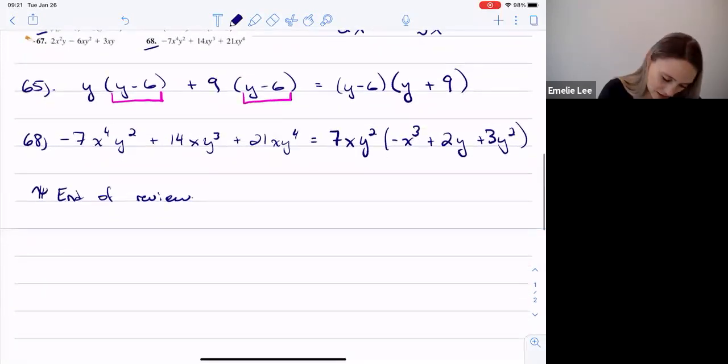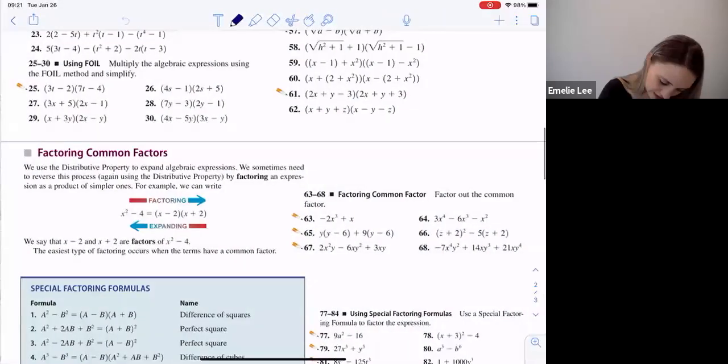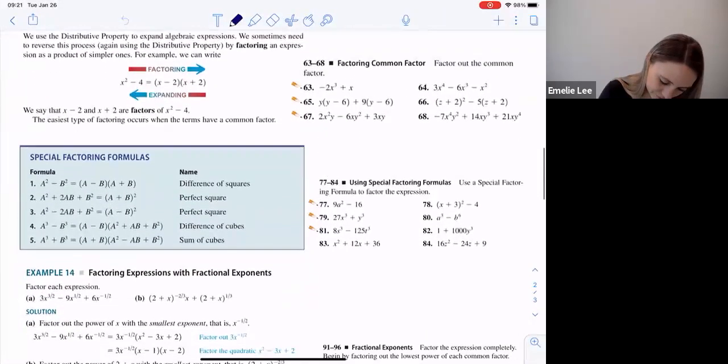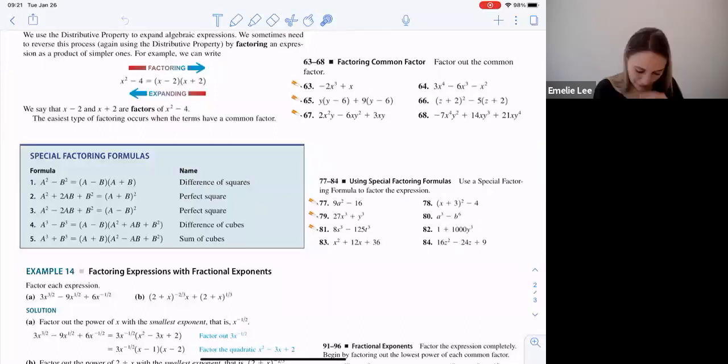Okie dokie. So we're here in 1.3, okay? So there are some special factoring formulas. I actually don't find these that helpful, but if they do help you, what you would need is to be able to recognize the format of each of these special factoring formulas. And then you've got the shorthand for what they factor to, right? But you would need to assign values to A and B in each case, right?